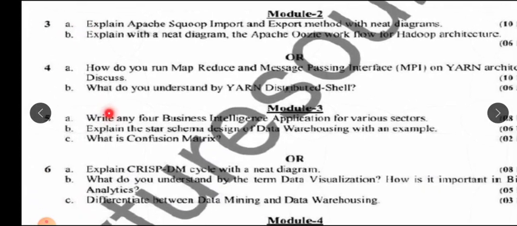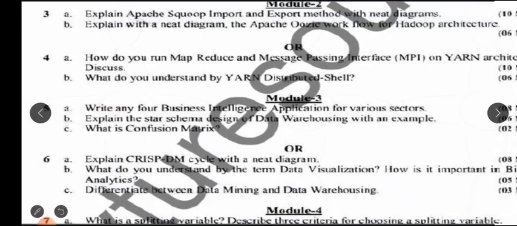5th question, module 3. And here we can see one question being asked, again 5B. Explain the star schema like we discussed just now. Star schema design for data warehousing with an example. You can see here it has been asked with an example. So you are supposed to explain the star schema architecture design for data warehousing with an example, and this has been asked for 6 marks.